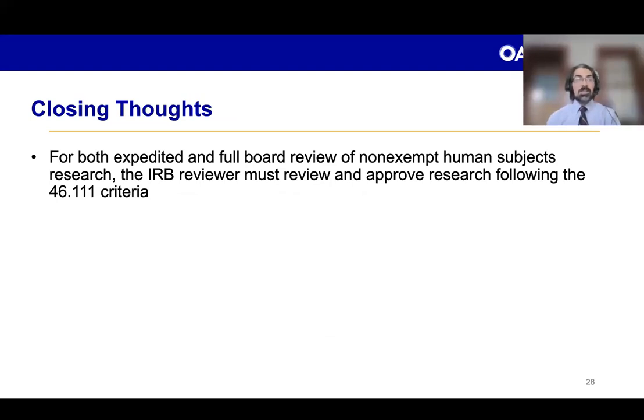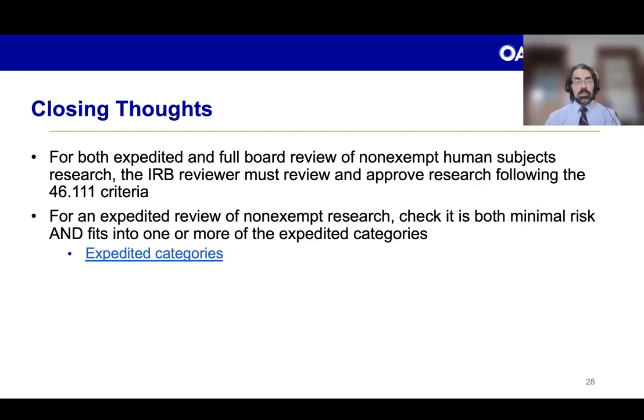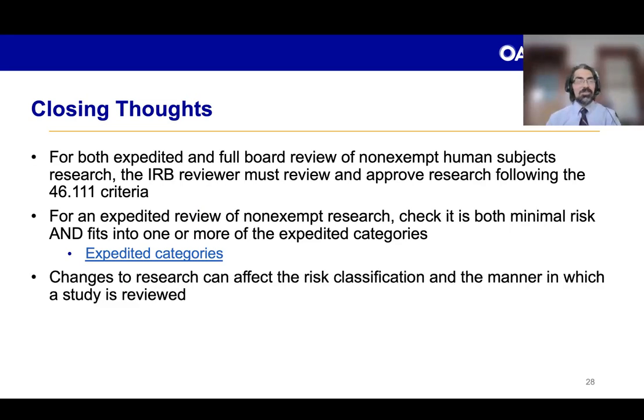So some closing thoughts. Please be sure to remember that the same criteria are required for approval through expedited or full board review. This is the 46.111 and 46.116 criteria. They apply to both full board and expedited review. When looking to use expedited review for initial review and approval, make sure that the research is 1, minimal risk, and 2, it fits within one of the expedited review categories. As we've seen, being minimal risk alone is not enough.